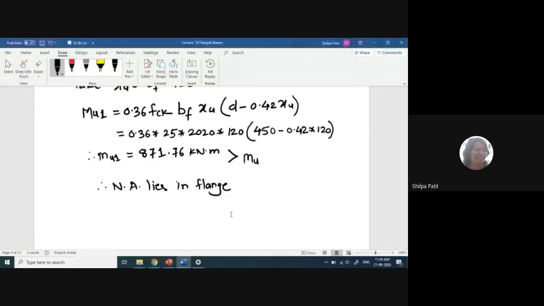So to avoid that, anyways you are designing the beam, it means you are deciding its dimension. You can change the dimension, but all the earlier steps you need to repeat again if you are changing the dimension. Now how to change the dimension? Let us have a look. See this MU1, suppose it is coming less than MU, I want to increase this value. Now if I want to increase MU1, look at the formula of MU1. In this formula, we cannot change 0.36, it is constant. FCK we cannot change because it is defined. BF we can increase, right?